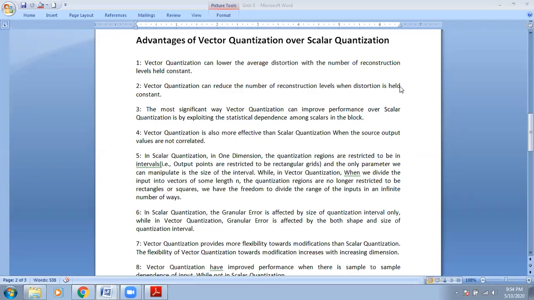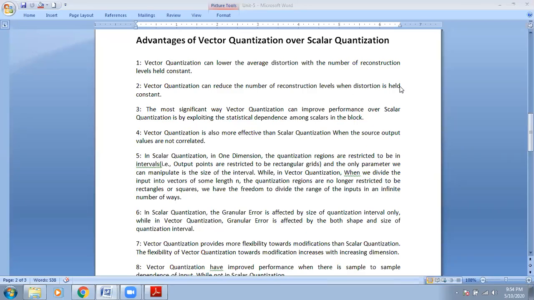While in vector quantization, when we divide the input into vectors of some length n, the quantization regions are no longer restricted to be rectangles or squares. We have the freedom to divide the range of the input in an infinite number of ways.